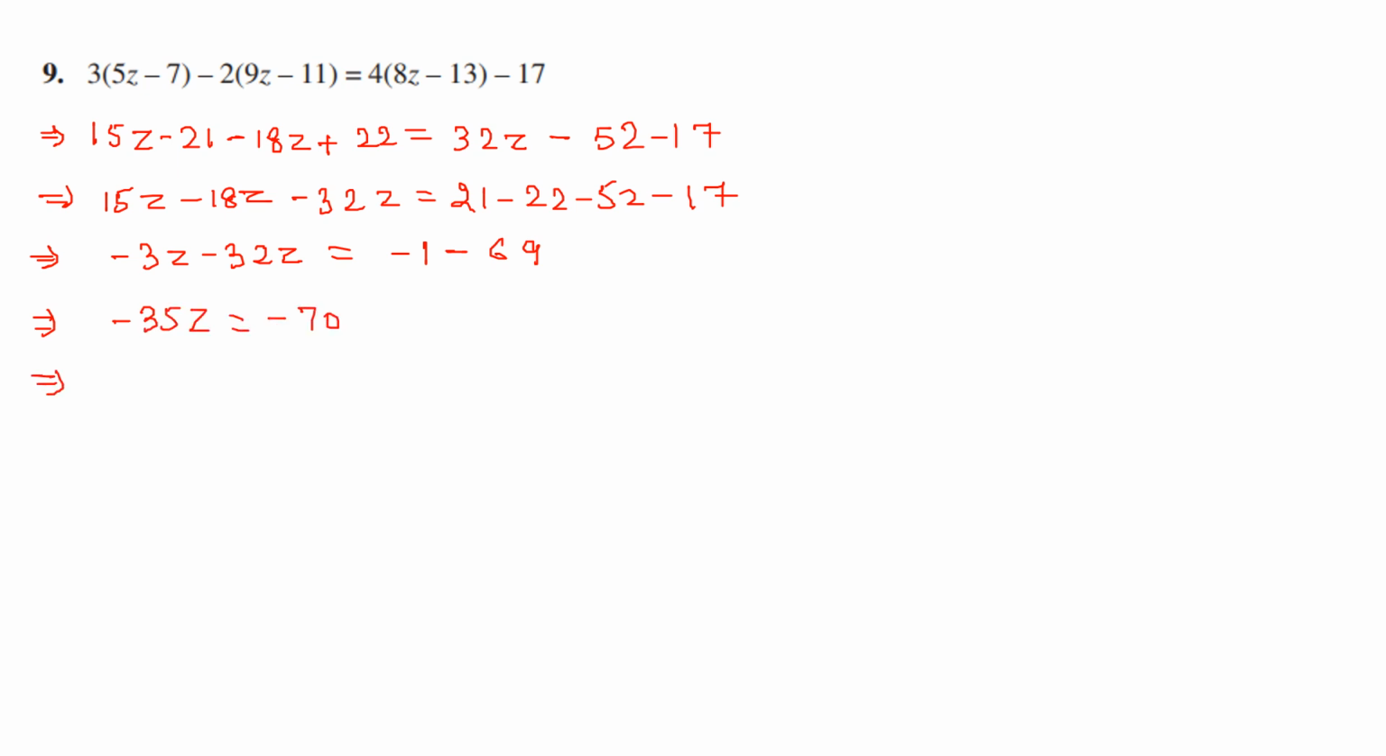So the value of z will be minus 70 divided by minus 35, which will give me 2. Now here dividend and divisor both is negative. So the quotient will be positive. We have already studied this in integers chapter, right? Now moving to the last question.